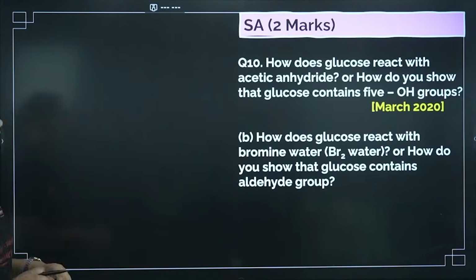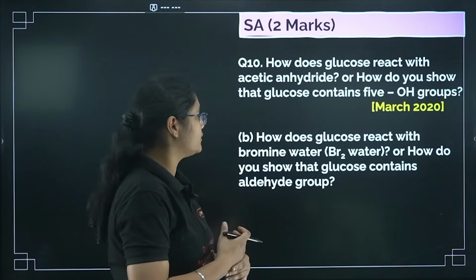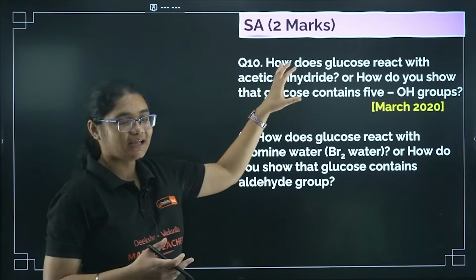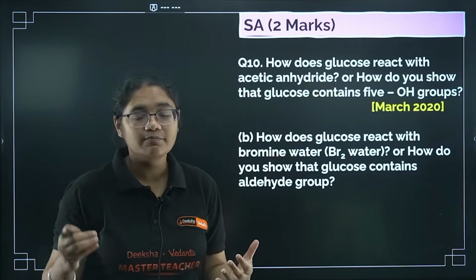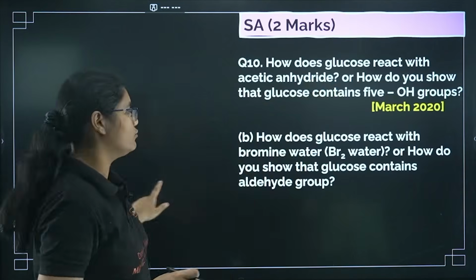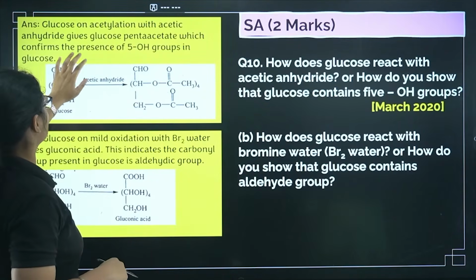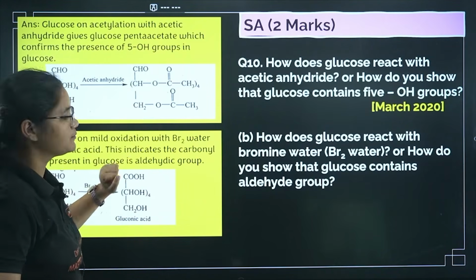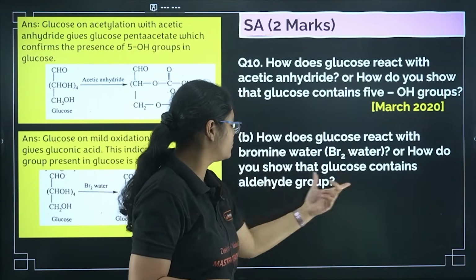Okay. Next question, how does glucose react with acetic anhydride, or how do you show that glucose has 5 OH groups? When glucose reacts with acetic anhydride, all the OH groups react, and we get a pentaacetyl derivative, which shows the presence of 5 OH groups. Okay, so you can see glucose on acetylation will give you pentaacetate, which confirms the presence of 5 OH groups.